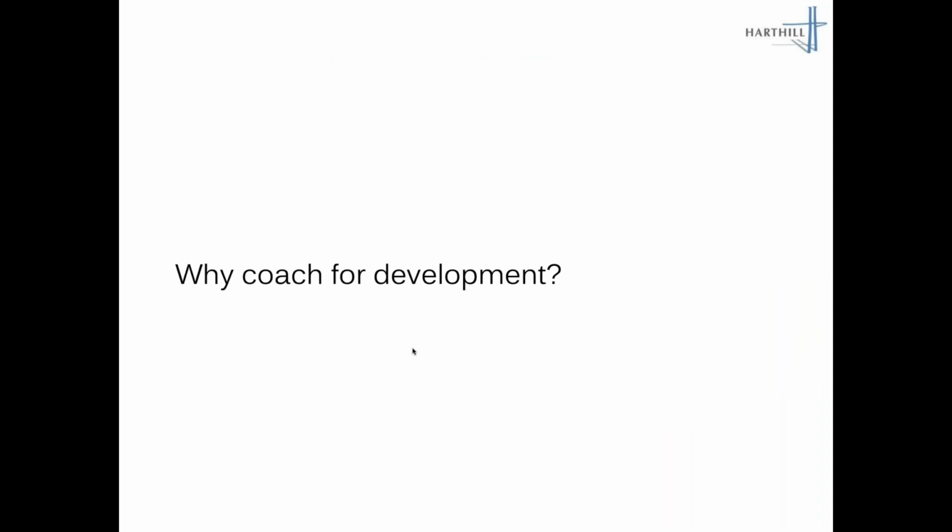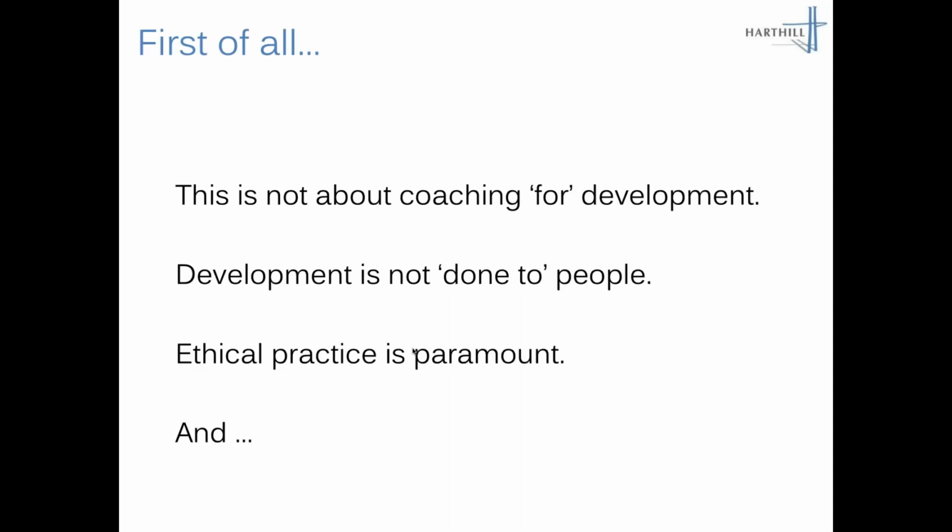So why coach for development? If it isn't already obvious, what can we say about this question? Well, the first thing to say is that it's not about coaching for development at all. You don't necessarily go into a coaching engagement and think, right, my role here is to develop you. Development isn't done to people, and that's all part of a kind of ethical code of practice. The coach's agenda needs to be able to respond appropriately to what the client's bringing, rather than imposing upon the client what you think is the best thing to do.